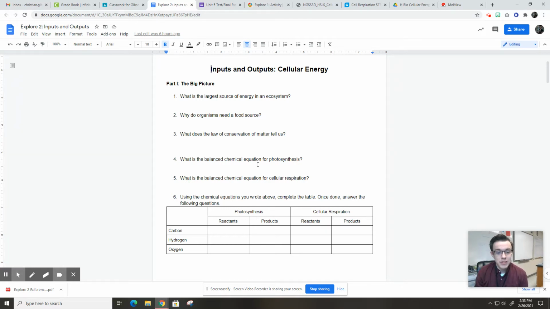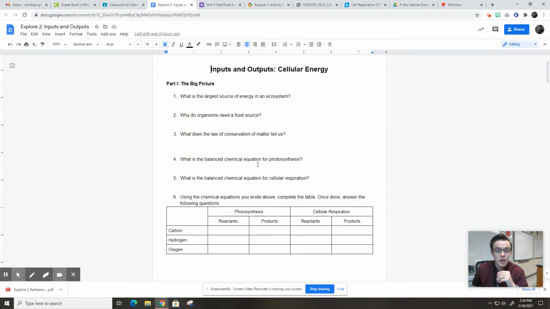Number two, why do organisms need a food source? If you remember back from the last unit, we need food sources specifically that have carbon, hydrogen, and oxygen because we receive energy from those food sources in order to do cellular processes. We have to have food sources, things that contain glucose or things that contain other carbon, hydrogen, and oxygen molecules like lipids and proteins, in order to use for cellular respiration to make ATP or energy in our bodies.